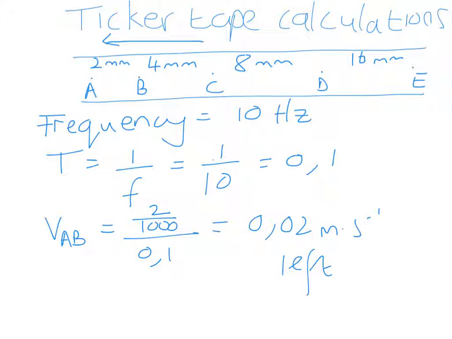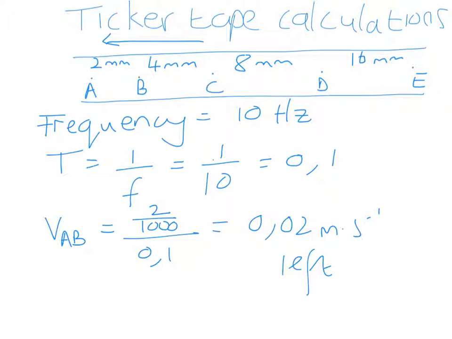So one of the first things we need to do when we do these calculations is to check the frequency at which the dots are being made. So in this case, the frequency is 10 hertz. To convert the frequency into the time period, we say 1 over the frequency. 1 over 10 is 0.1 second.